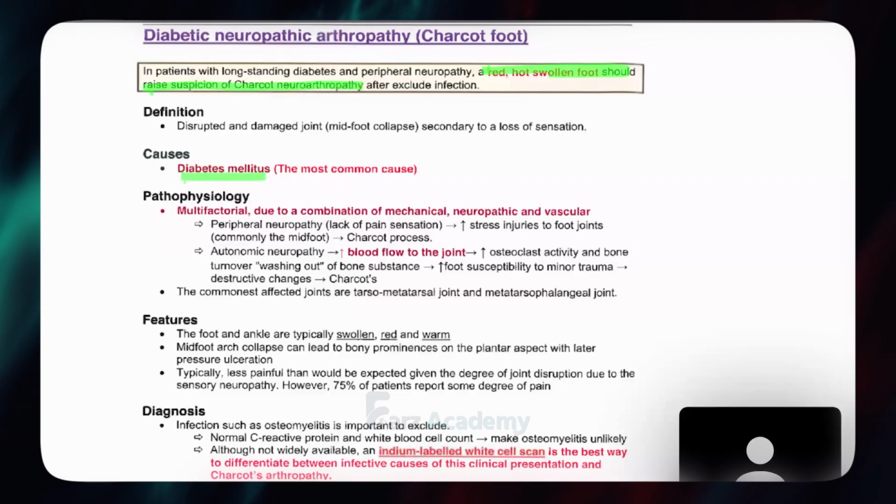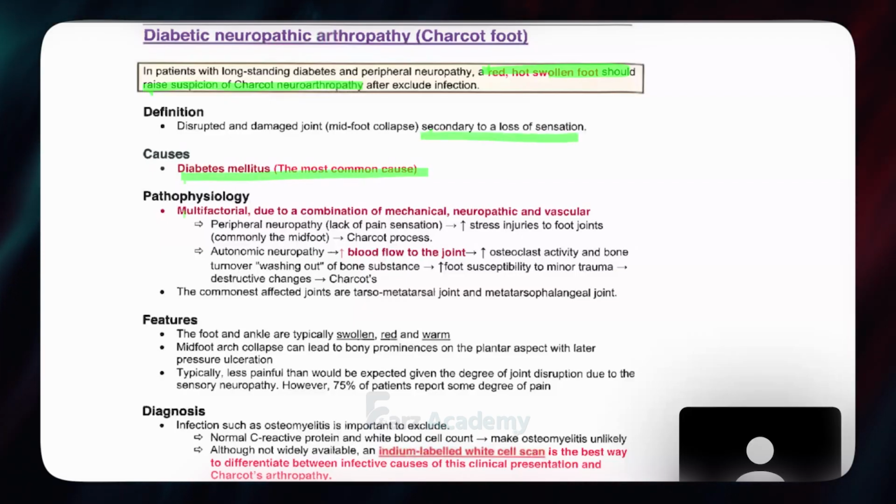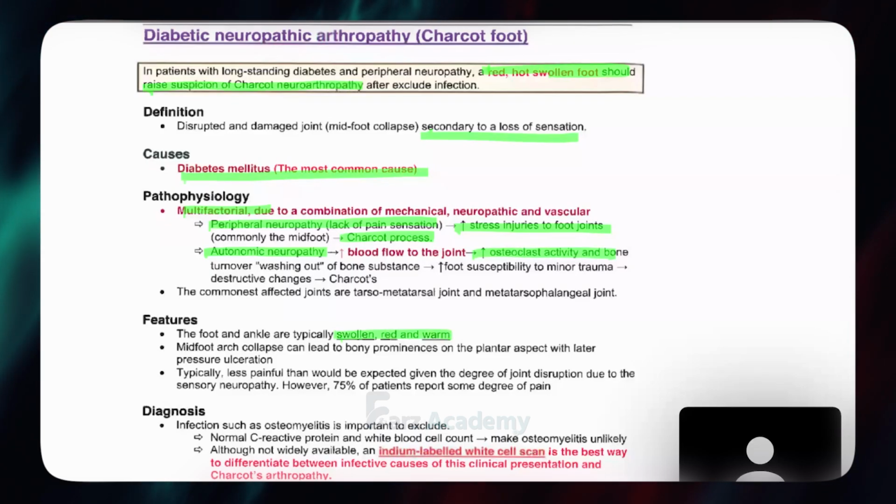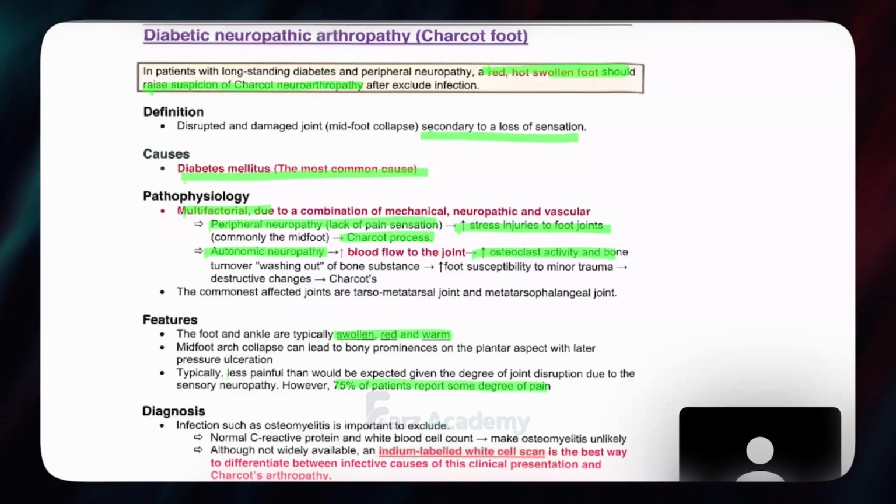The most common cause is diabetes mellitus, where it occurs secondary to loss of sensation. Pathophysiology is multifactorial, but as we know, there is a Charcot joint. The pathophysiology may not be asked, but there is both autonomic neuropathy and peripheral neuropathy. So lack of pain sensation, increased small injuries, ultimately resulting in increased osteoclast activity. Main features, as I told, swollen red warm joints. 75% of patients report some degree of pain, less painful than expected. If you examine, you'll see that the area is swollen, red, hot, and somewhat deformed.